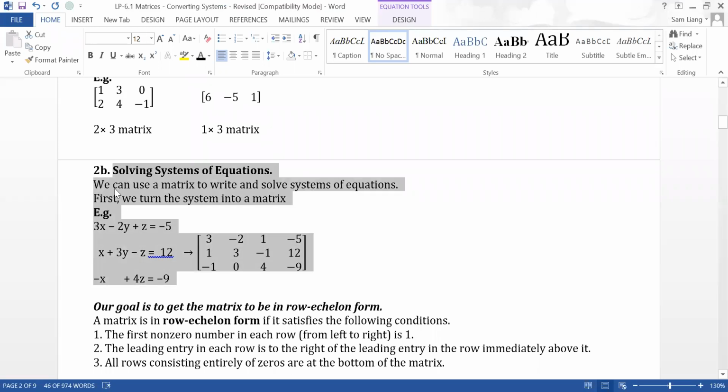Okay, anyone still copying this part 2b, the example? Okay, if not then I'll move on.